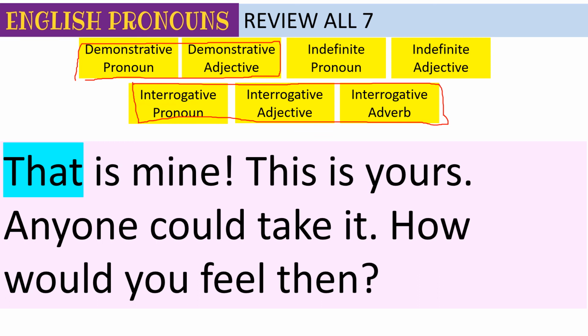Okay, so all you have to do if you see this, that, these, those, then you just need to decide, is it a pronoun or is it an adjective, right? When you see your WH words, your what, who, when, why, where, how, which, whose, right? Just decide pronoun, adjective, or adverb. So here we have that, which is one of these ones, right? It's got to be one of these two. And it's on its own. There's no noun that it's describing. So what is it? Demonstrative pronoun.